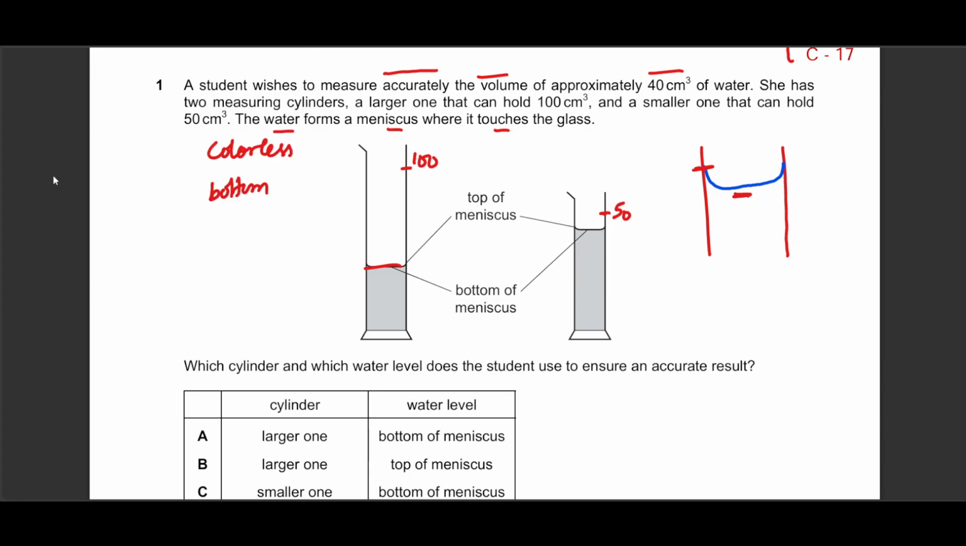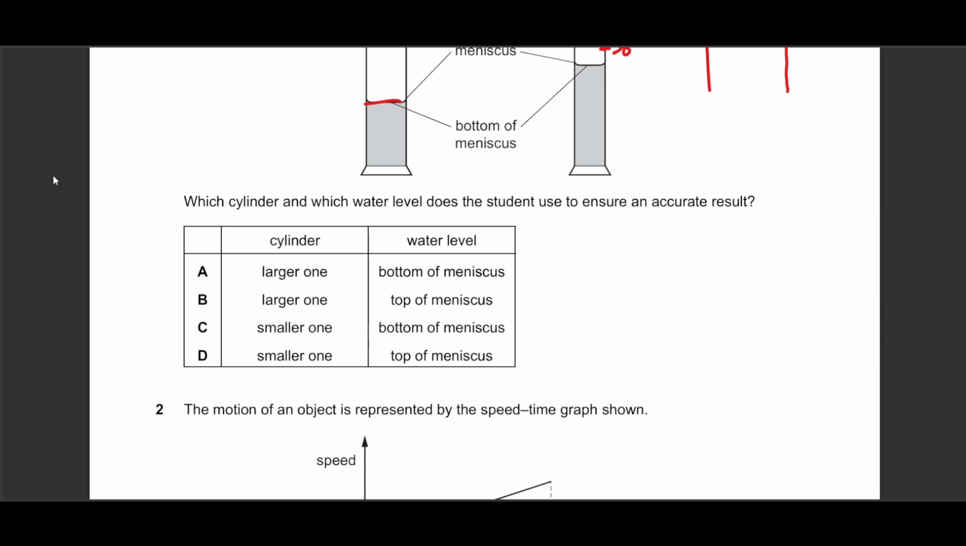But since for a colorless liquid we can see the bottom meniscus, we choose that as our reference, because not a lot of volume is exactly in this situation. So the exact volume starts from this point. So we would be choosing the bottom of the meniscus.